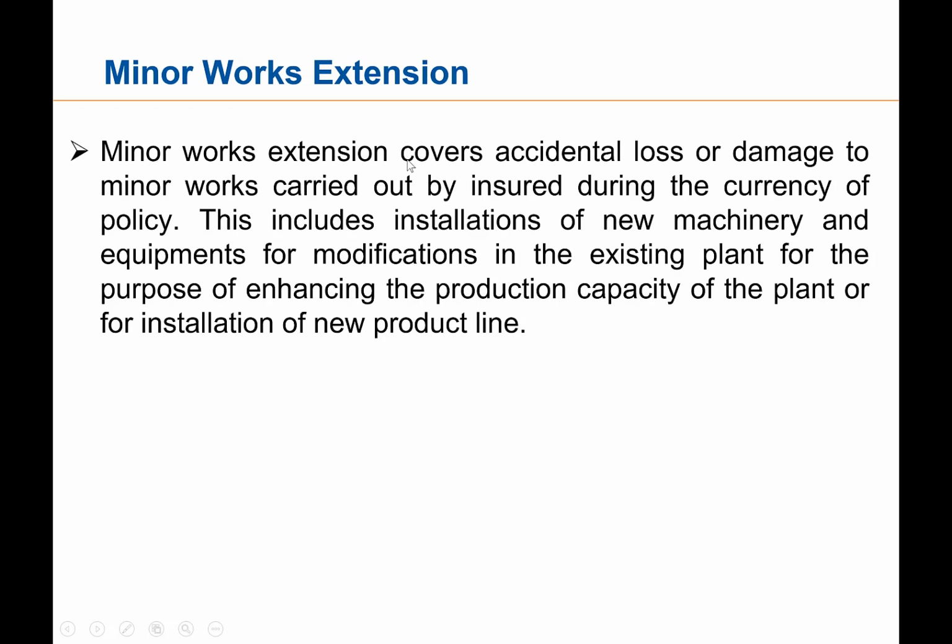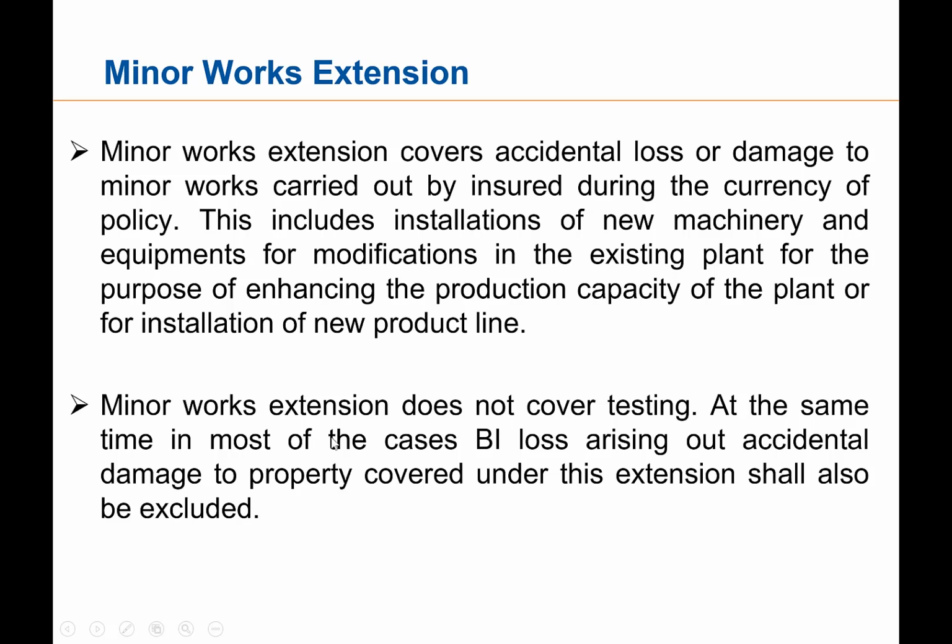Now, the minor works extension covers accidental loss or damage to minor works carried out by the insured during the currency of the policy. This includes various types of works like installation of new machinery, equipment, modifications in the existing plant for the purpose of enhancing the production capacity, or installation of a new product line altogether. Now, a word of caution: this extension does not cover testing. So whenever we issue a minor works wording, we must exclude testing. At the same time, unless it is specifically agreed, BI loss is not paid due to any loss or damage to the property covered under this extension.